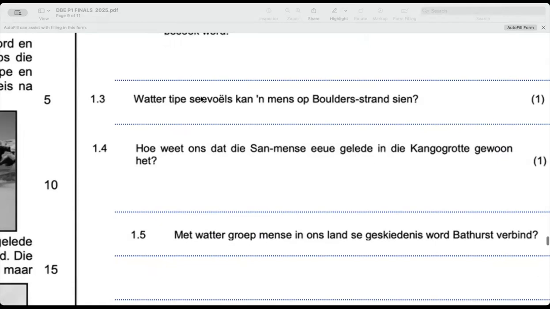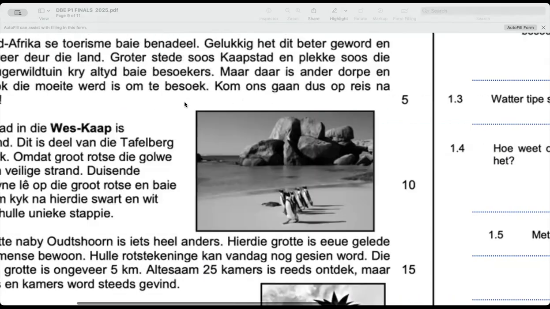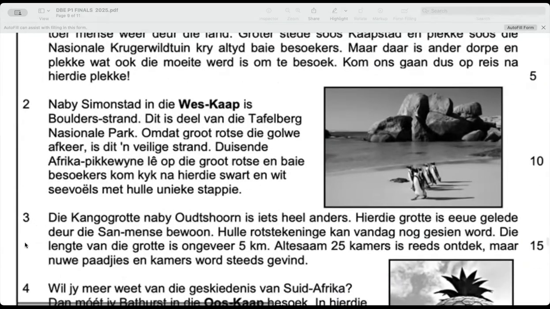So here you've got watter tipe seevoëls kan 'n mens op Boulderstrand sien. So now you're looking for Boulderstrand and you're looking for seevoëls. Okay, so let's go to Boulderstrand. All right, and we have a look here. You can see we've got Boulderstrand here. Dit is deel van die Tafelberg Nasionale Park. Omdat groot rotse die golwe afkeer, is dit 'n veilige strand. Duisende Afrika pikkewyne lê op die groot rotse. En baie besoekers kom na hierdie swart en wit seevoëls met hulle unieke stappie.